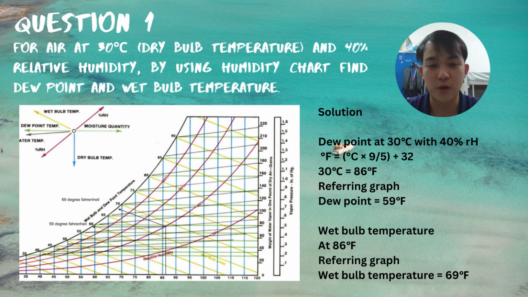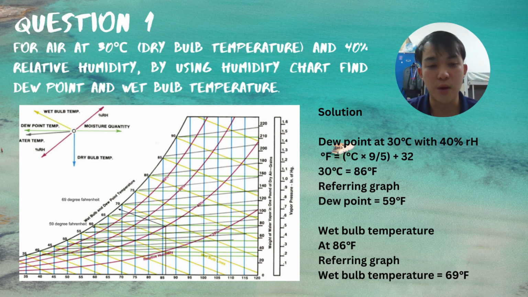By using the following formula, Fahrenheit equals degrees Celsius multiplied by 9/5 plus 32, we get 30 degrees Celsius equal to 86 Fahrenheit. By referring to the graph at the intersection point between 86 Fahrenheit and 40% relative humidity, we get the dew point equal to 59 Fahrenheit.